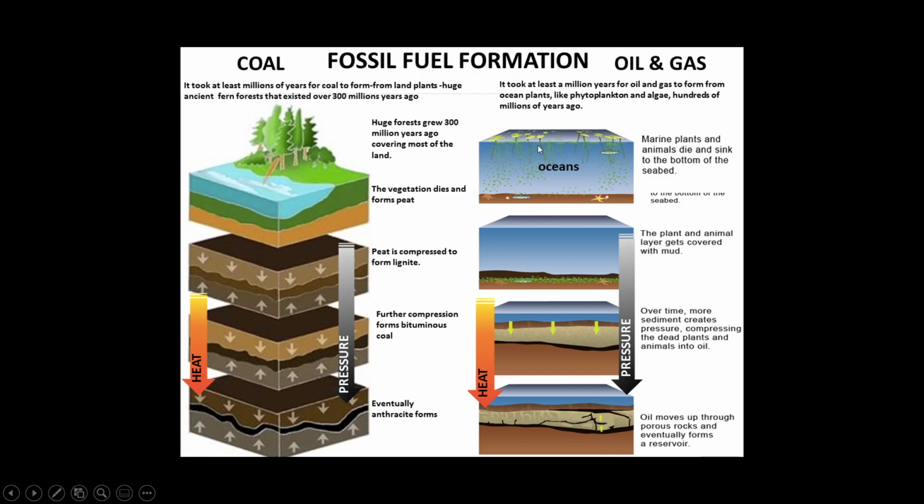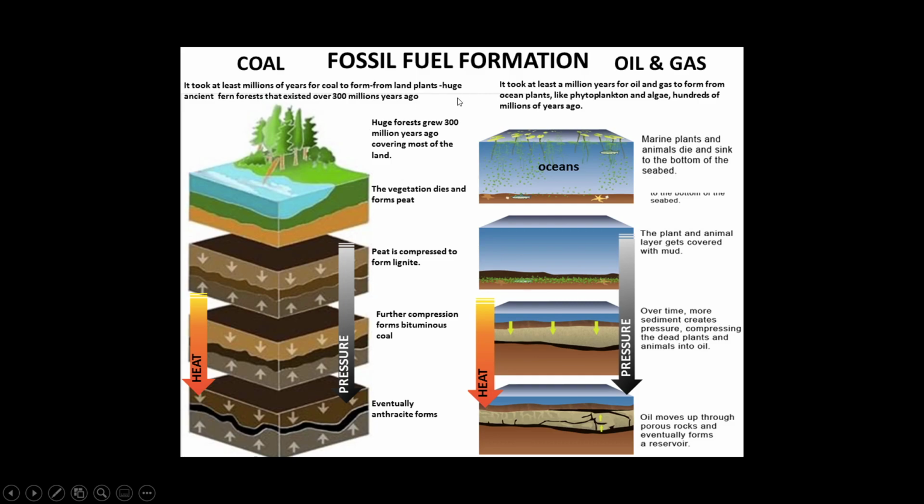Oil, on the other hand, for the most part, is produced because of marine plants and animals that died and sunk to the bottom of the seabed. The plant and the animal layers were then covered with mud, and then over time more sediment compressed that matter into an oil. And eventually the oil would move up through the porous rocks and eventually form reservoirs. And so you can get an idea that we mine for the most part when it comes to coal, and you see a lot of oil rigs in the ocean.